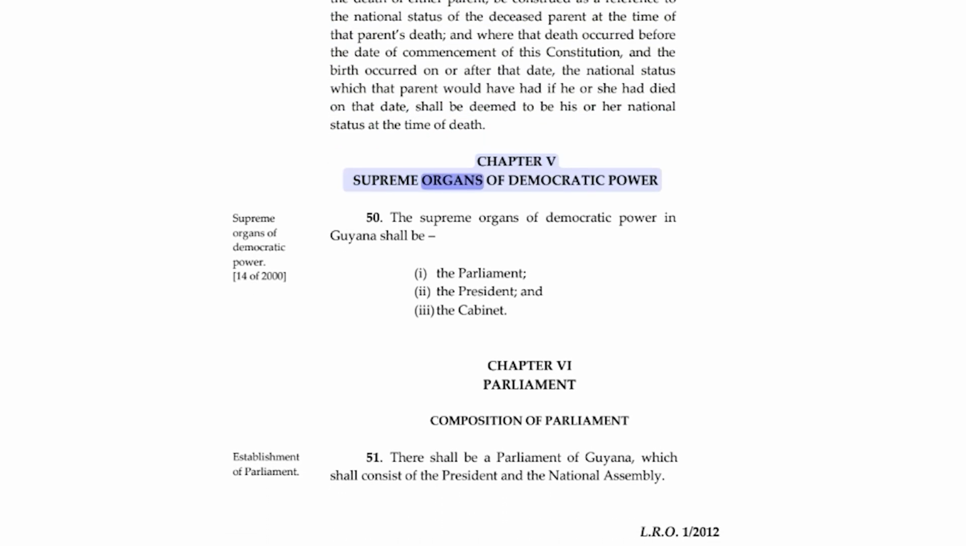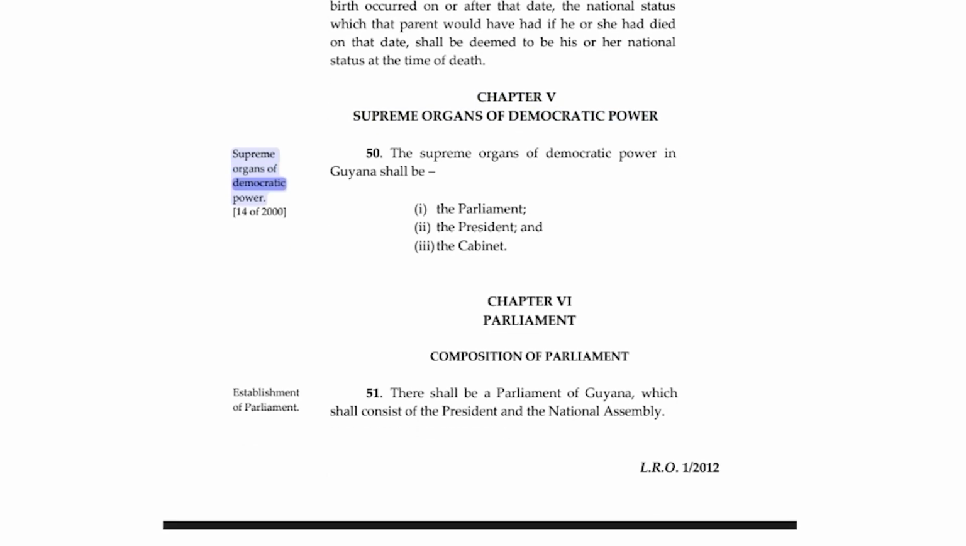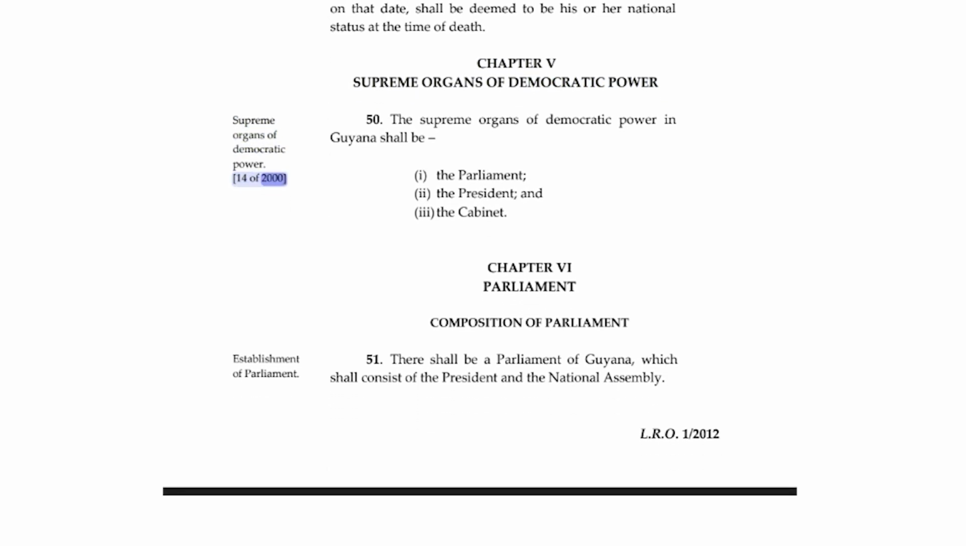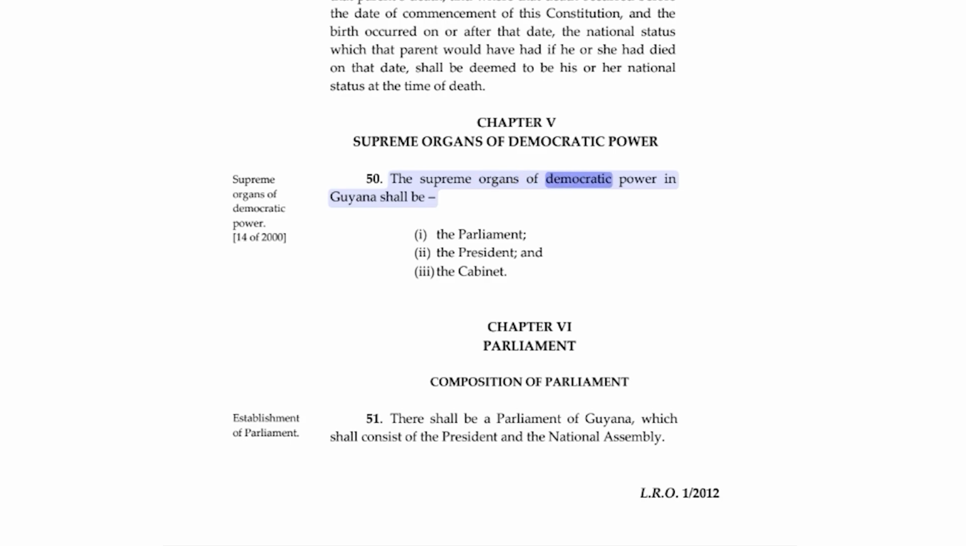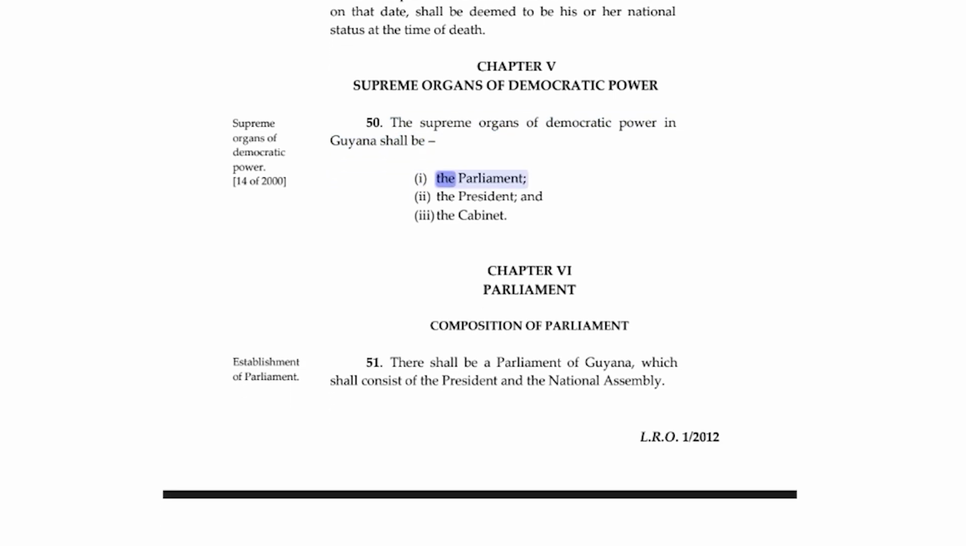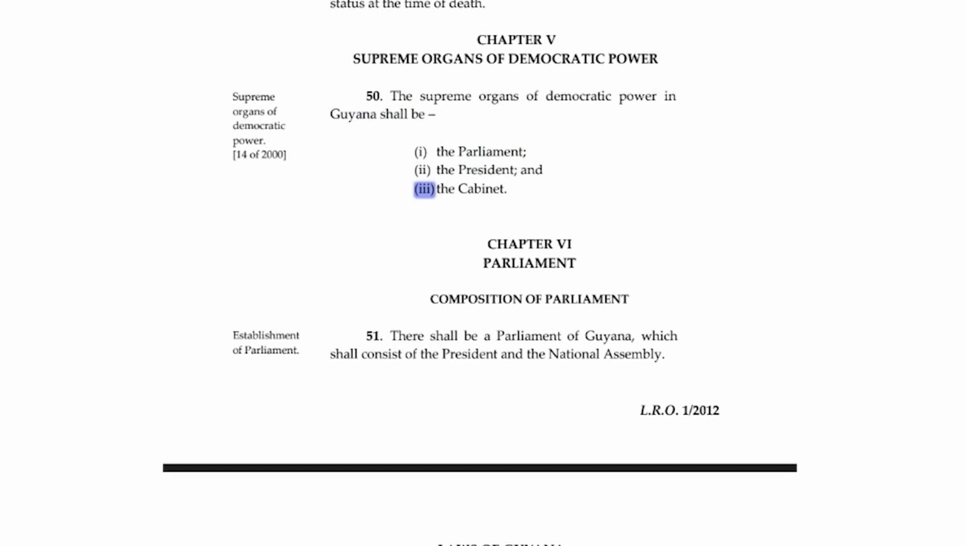Chapter 5. Supreme Organs of Democratic Power. Supreme Organs of Democratic Power. August 14, 2000. 50. The supreme organs of democratic power in Guyana shall be: (a) the Parliament, (b) the President, and (c) the Cabinet.